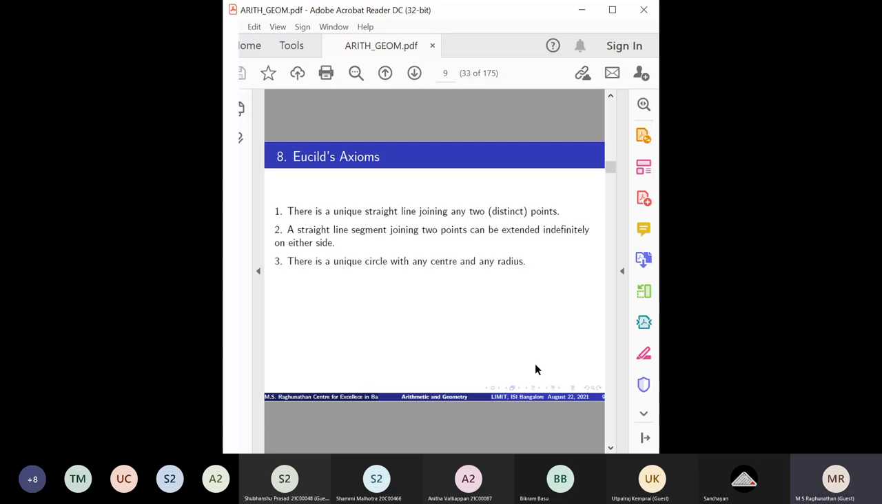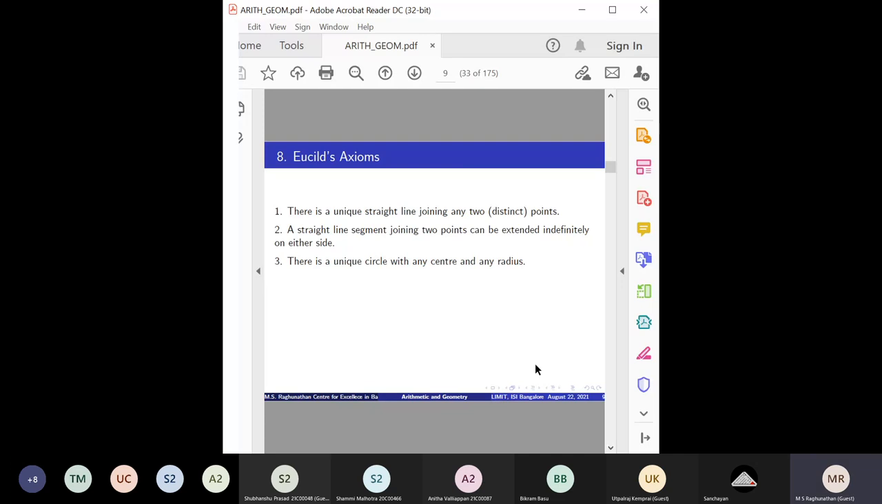A straight line segment joining two points can be extended indefinitely on either side. There are entities and notions, all of which are undefined. They correspond to our intuitive perception of a point, straight line, and lines joining them, and all the words there are words which interpret our intuitive perceptions, words we use in our intuitive perception.